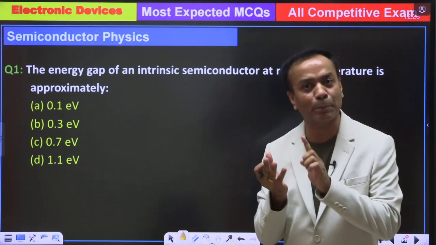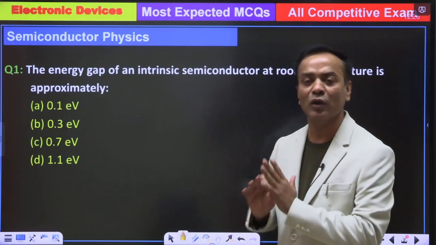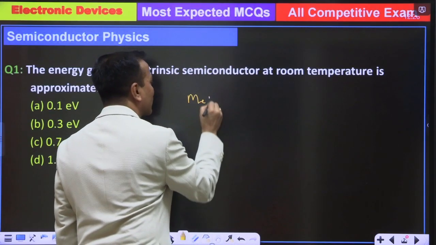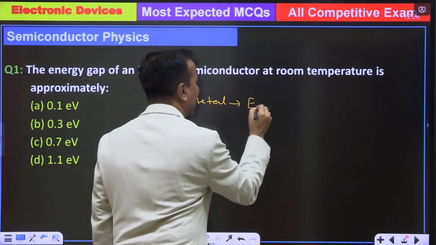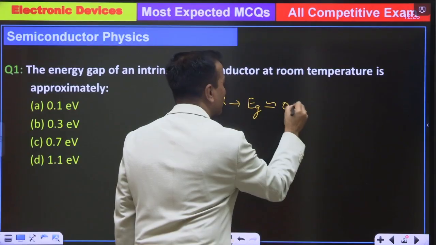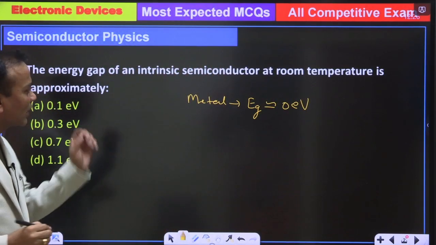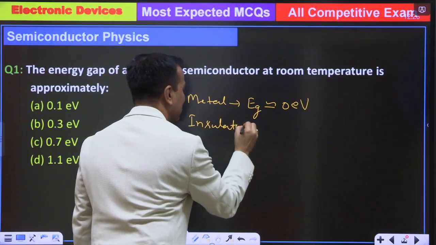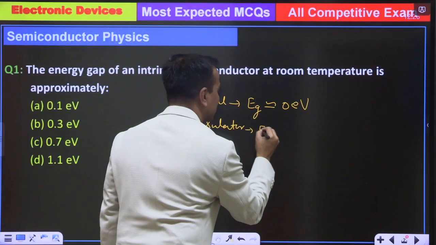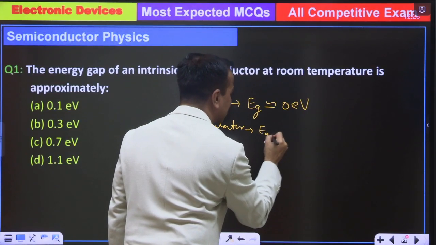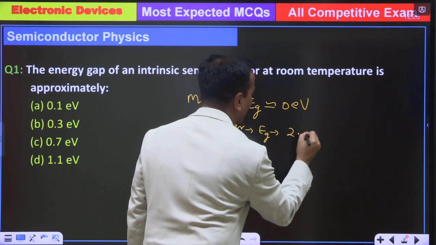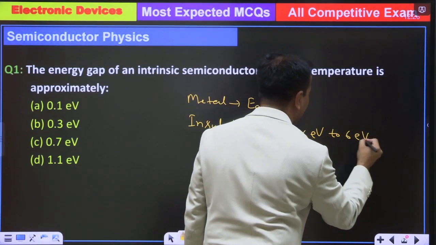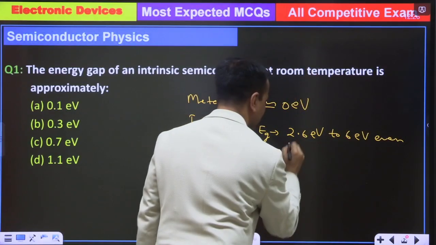My dear students, I would like to give you this information, a brief idea about the surrounding concepts also. For metal, the forbidden gap is approximately 0 electron volt. For an insulator, it is very high. This Eg has a range of 2.6 electron volt to 6 electron volt, or even higher than that.